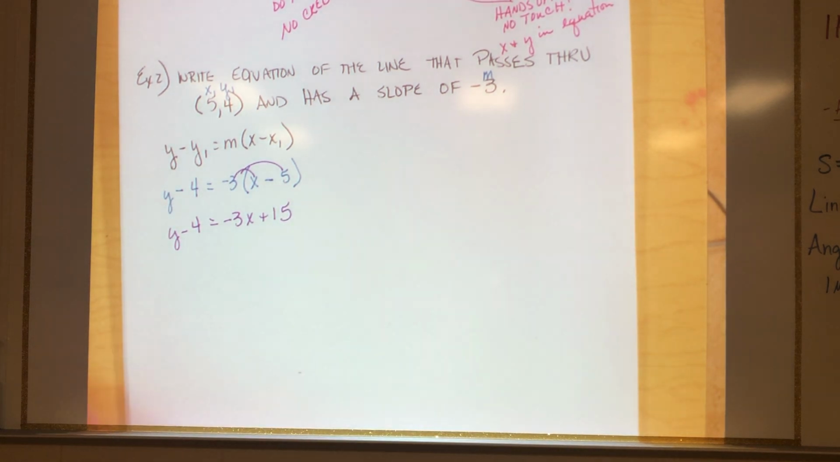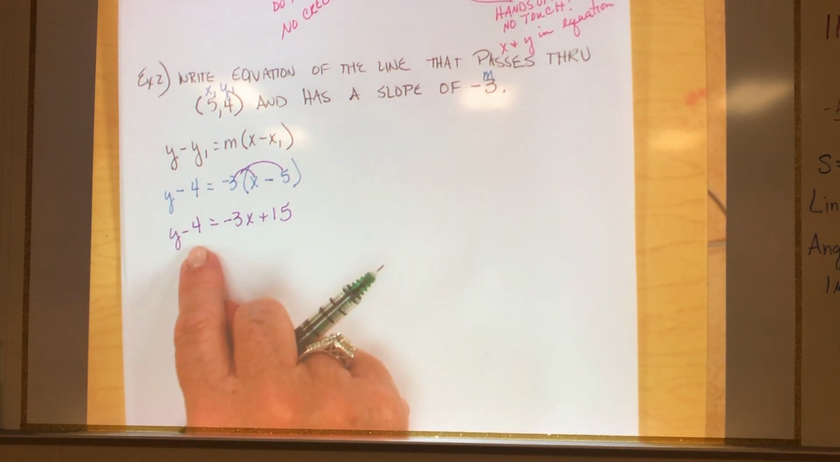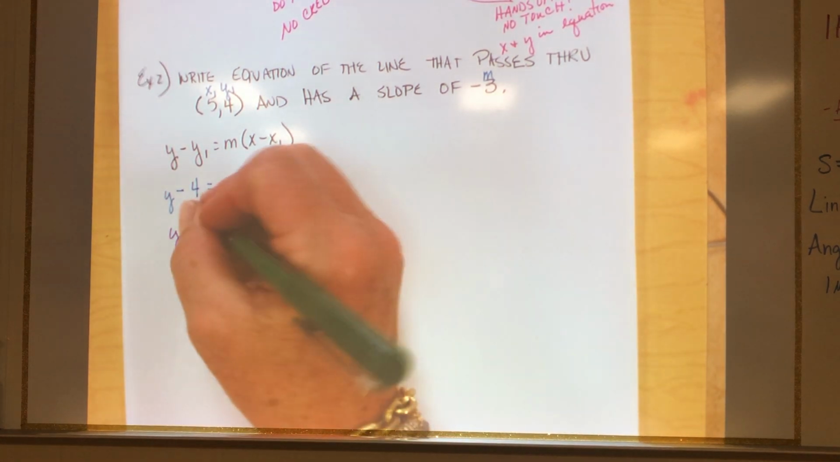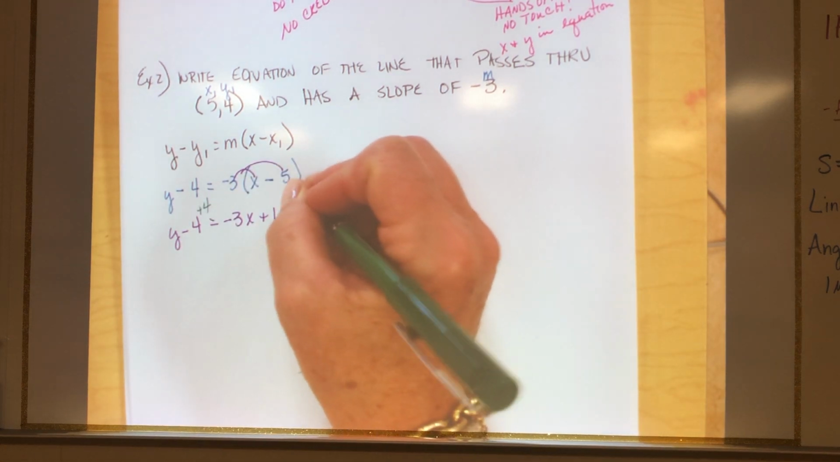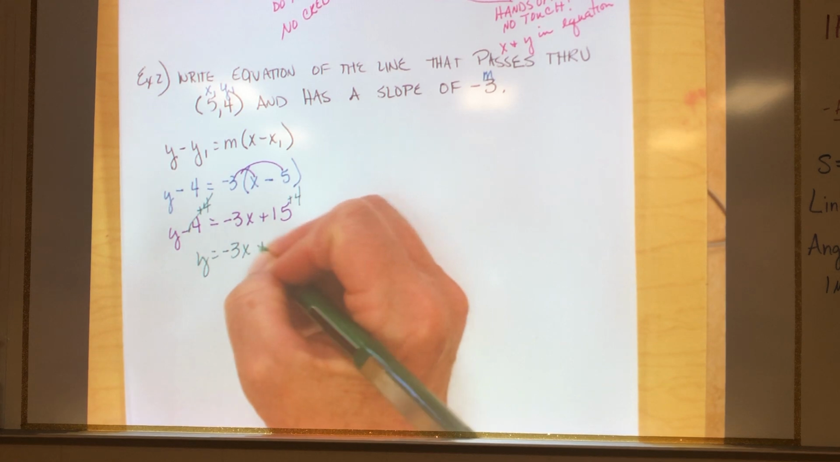Okay, now what am I collecting? 4 and 15. Yeah, what are the only like terms you have up there, guys? This 4 and this 15. So what do I need to do? Add 4. Add 4. Very good. Actually, wasn't bad, it turned into this: y is equal to negative 3x plus 19.